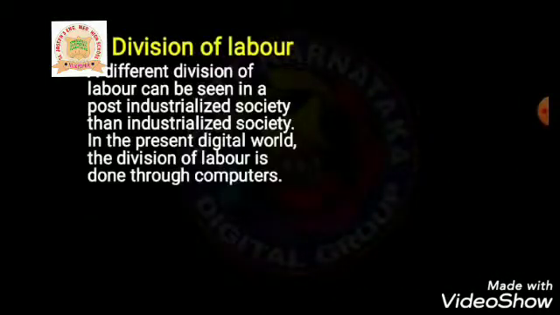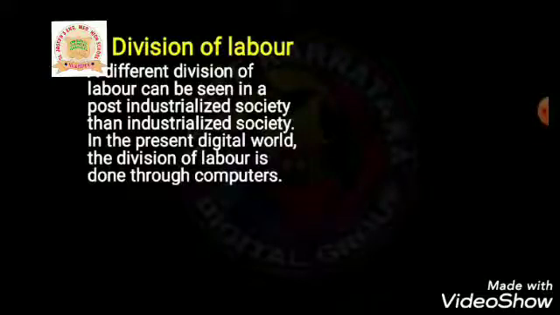The next important thing we are going to learn here is that a different division of labor can be seen in the post-industrialized society than in the industrialized society. In the present digital world, the division of labor is done through computers. Presently, what is known as the post-industrialized society has been given this name after 1991, when a policy was brought by the former Prime Minister of India, P.V. Narasimha Rao. The policy is known as the LPG policy, which is liberalization, privatization and globalization, also known as the post-industrialized policy, the new economic policy, and the new industrial policy.